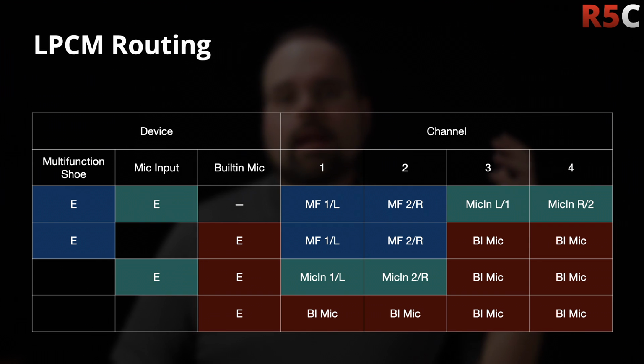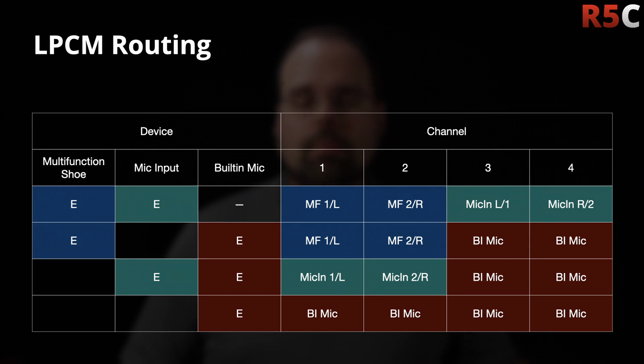Likewise, if you don't have anything in the multifunction shoe, but the mic input is connected, then 1 and 2 will be the mic input, and 3 and 4 will be the built-in mic. And finally, if none of the higher-end inputs are connected, only the built-in mic is on, the camera will duplicate the mono built-in mic signal 4 times, filling up all 4 channels.